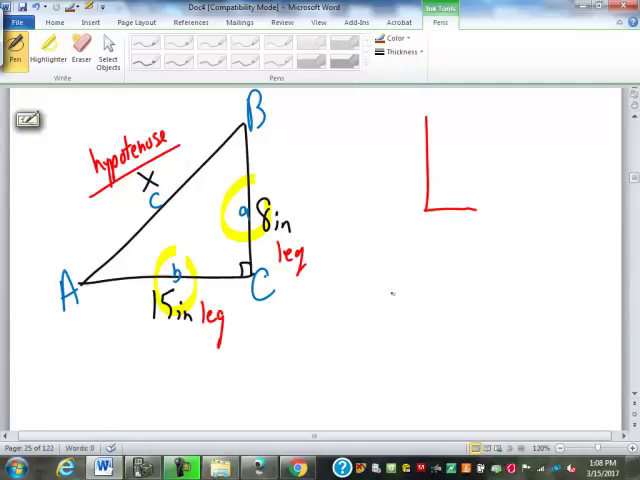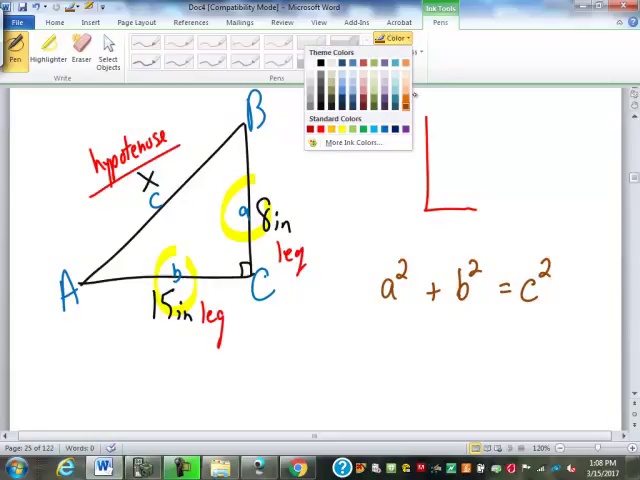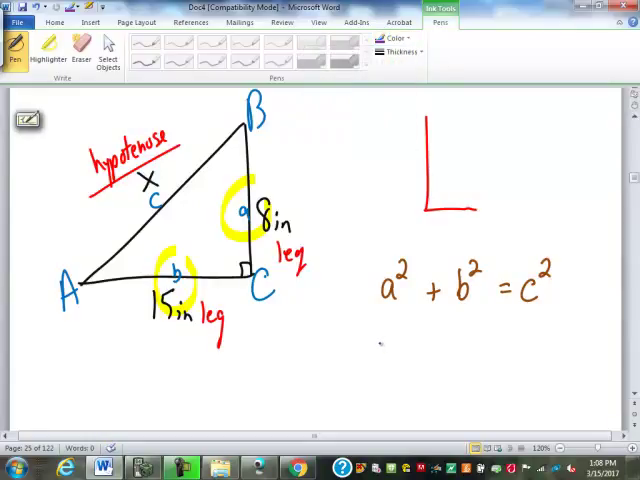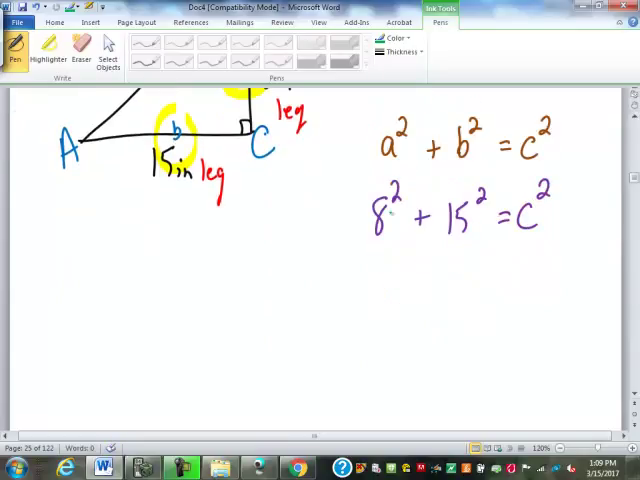So A and B are the legs, so the length of one leg squared plus the length of the other leg squared has to equal the length of our hypotenuse squared. So A squared plus B squared equals C squared. So then 8 squared plus 15 squared equals C squared. 8 squared is 64. 15 squared is 225. Is that confusing?